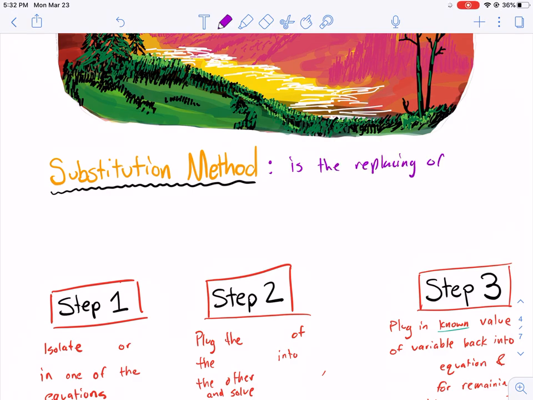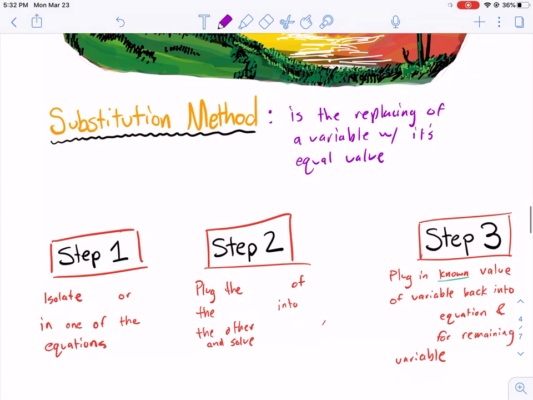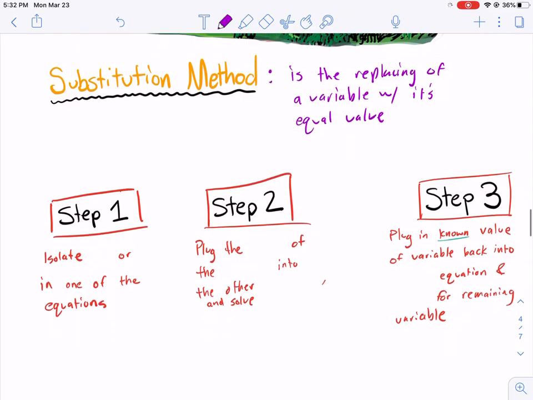of a variable with its equal value. So there's a lot of instances when we can use substitution, and we're going to show how that directly applies to systems of equations, okay?